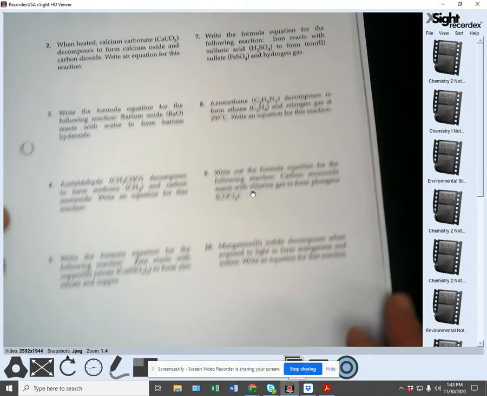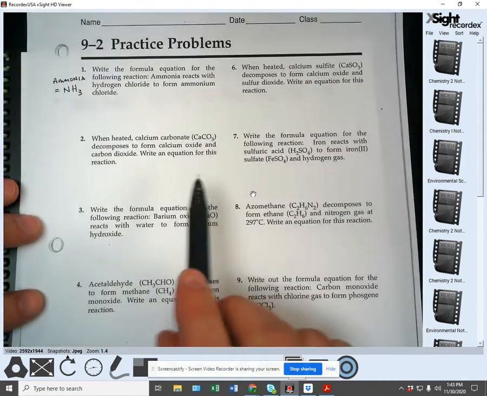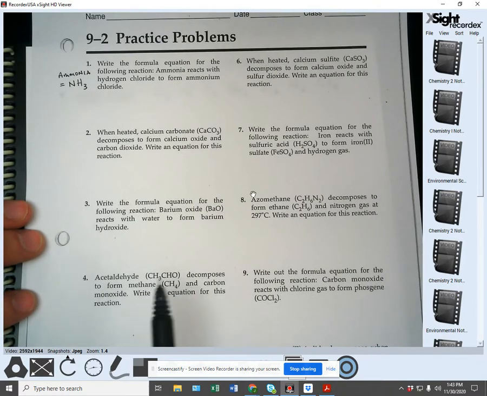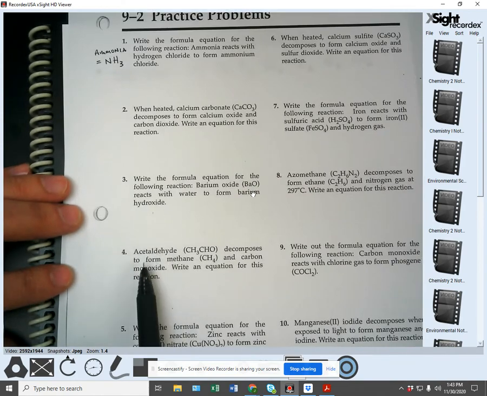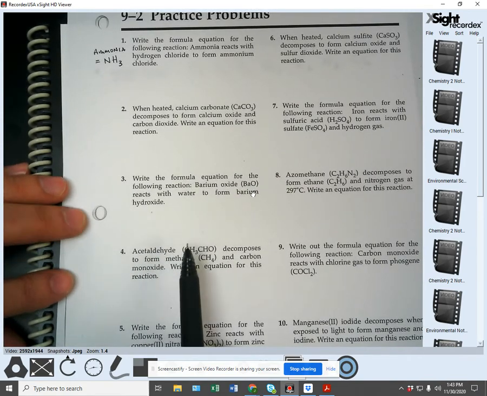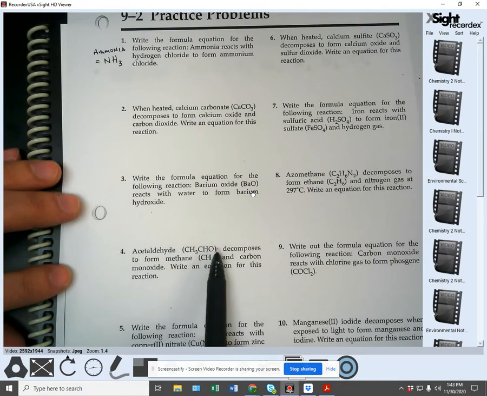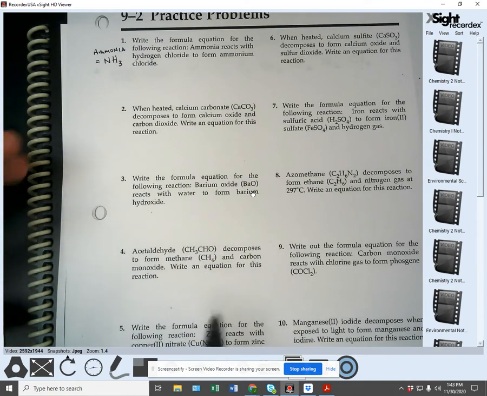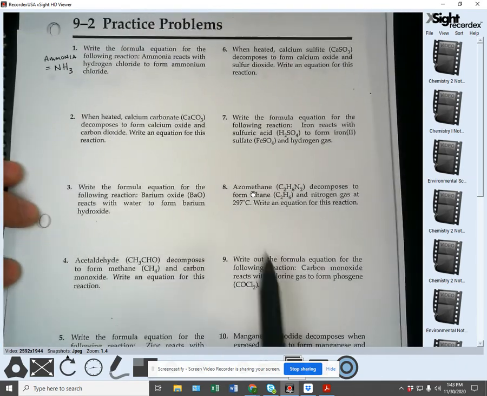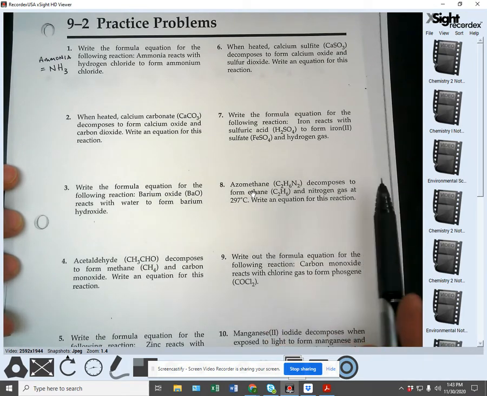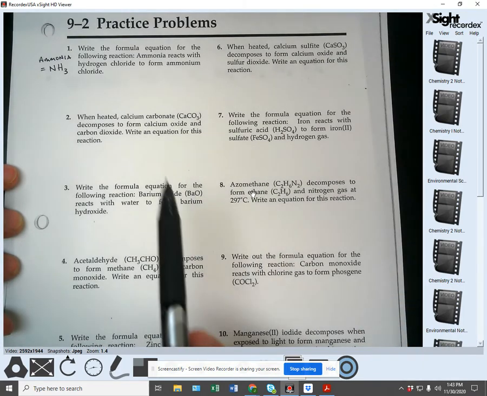Another thing is, if they have something in parentheses, that's the formula for that substance. Like number 4, acetaldehyde, I don't expect you to know how to make that formula. It's in parentheses right here. You don't have to make it, you just write it down. If you're thinking, well, I don't know what azomethane is, they give it to you. It's right here. You only have to make the ones that they don't give you.